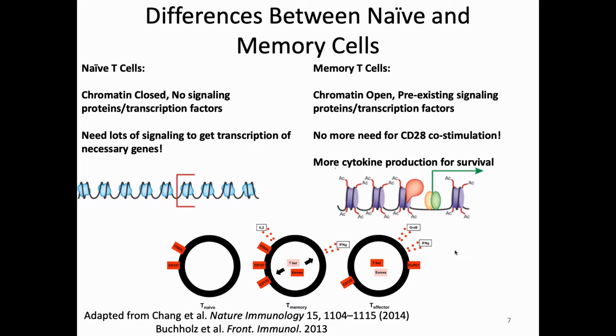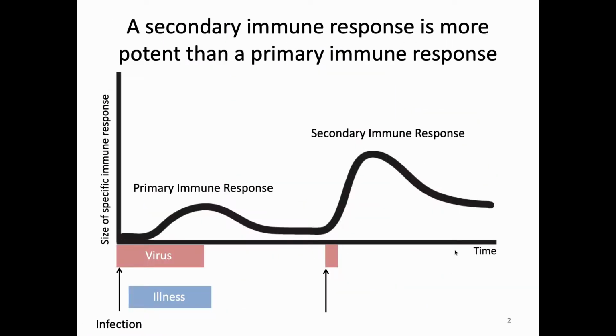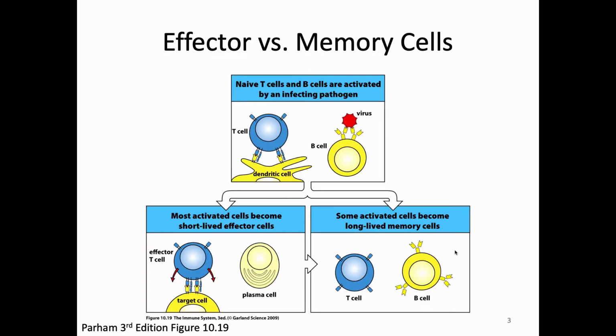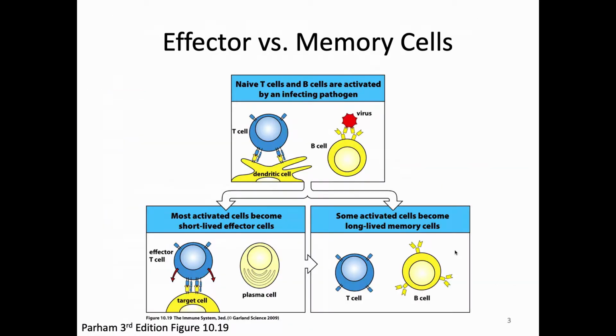There's one thing that I sort of danced around on one of our earlier slides. This slide and this slide kind of contradict each other, or at least don't totally address the question very well, which is: what is the relationship between memory cells and effector cells? How do we get memory cells and effector cells?